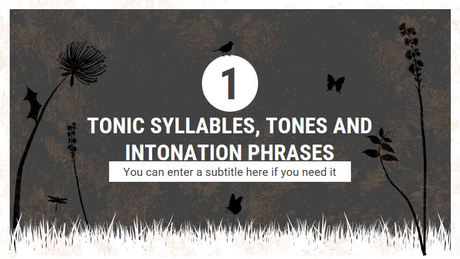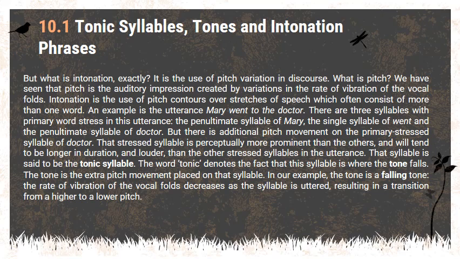Tonic syllables, tone, and intonation phrase. And what is intonation exactly? It's the use of pitch variation in discourse. And what is pitch? We have seen that pitch is the auditory impression created by variation in the rate of vibration of the vocal fold. Intonation is the use of pitch contours over a stretch of speech which often consists of more than one word.